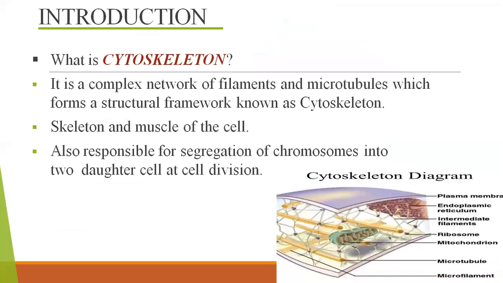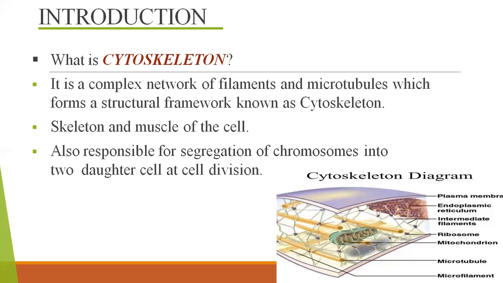So we will turn towards the basic introduction of cytoskeleton. First of all, we should know what is cytoskeleton. It is a complex network of filaments and microtubules which form a structural framework known as the cytoskeleton. It behaves like the skeleton and muscles of the cell. It is also responsible for segregation of chromosomes into two daughter cells at the time of division.